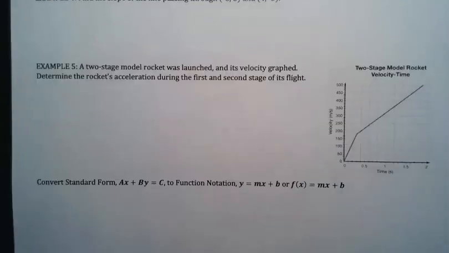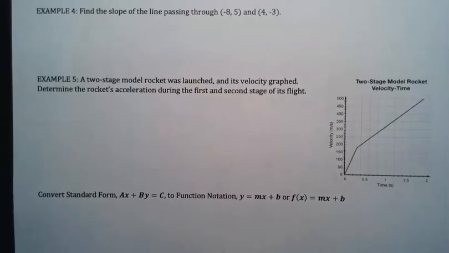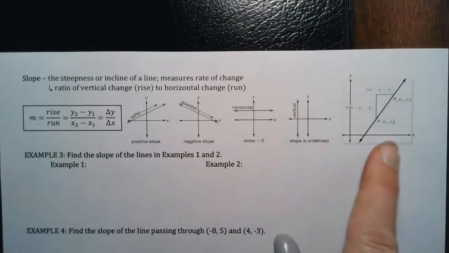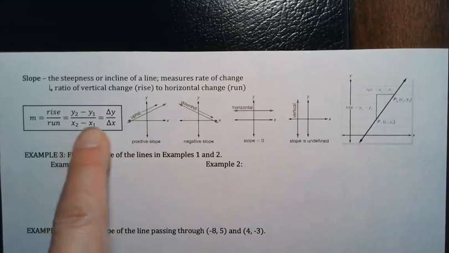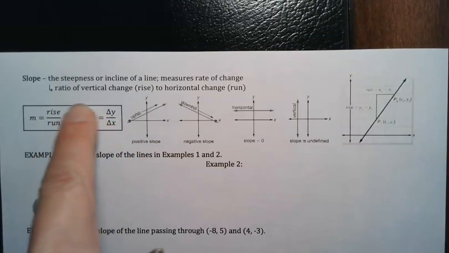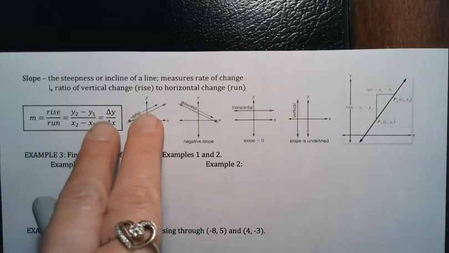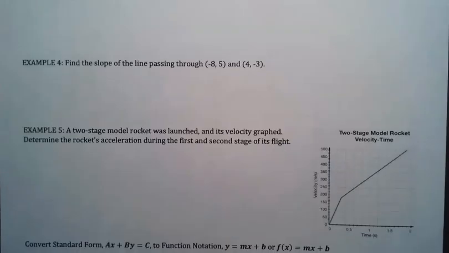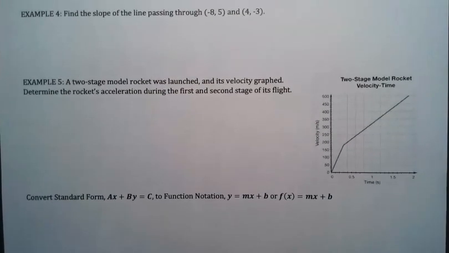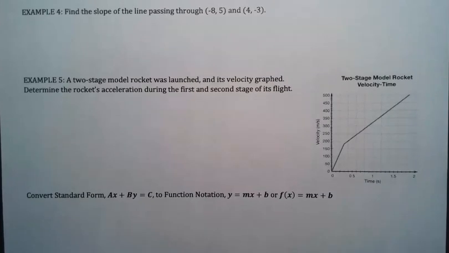All right. So how about example 4? It says find the slope of the line passing through -8, 5 and 4, -3. We can't use the graph, right? We can't use this graphing strategy that we just used, but we can use one of these, right? Like this one right here. Or it's these two really. The change in y over the change in x. And the order which you do it doesn't really matter, as long as you keep them in the same order.